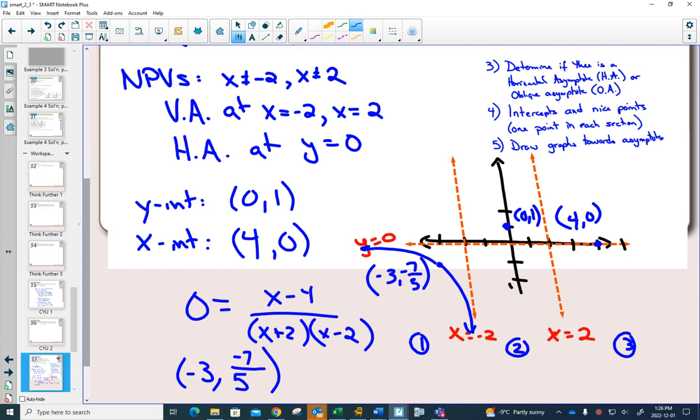Question: how do you know where negative 7 over 5 is? I saw that it was 1 and 2/5. I changed it to a mixed fraction. It's a little bit more than 1, but it's less than 2. So I estimated it in there between negative 1 and negative 2. That makes sense?